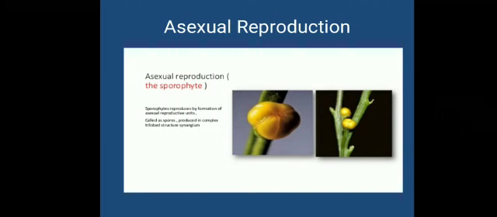Asexual reproduction. You can see the synangium, green in color in the beginning, later it will become yellow in color.